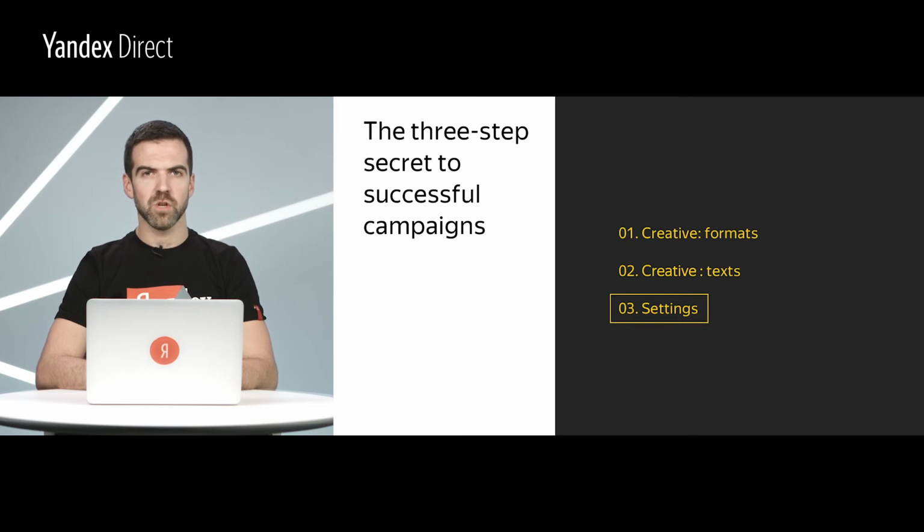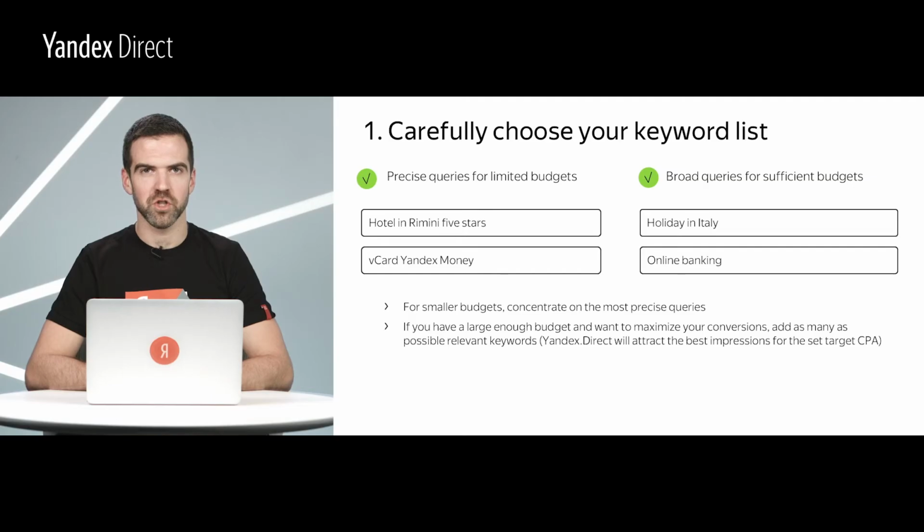And the last thing you should pay attention to before launching your campaign for ad networks is the campaign settings. In ad networks, broad keywords are just as effective as narrow ones. The choice of which to use depends on your budget. The more limited your budget, the better an idea it is to use narrower, more relevant keywords. Later on, you can expand your reach with broader keywords if necessary.